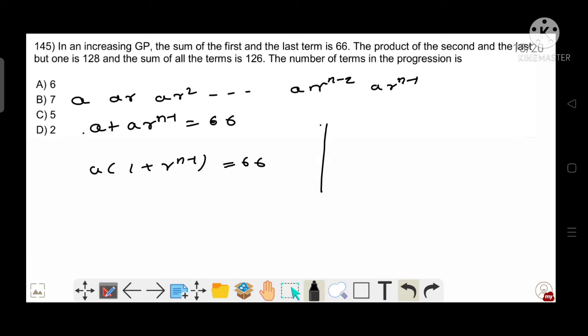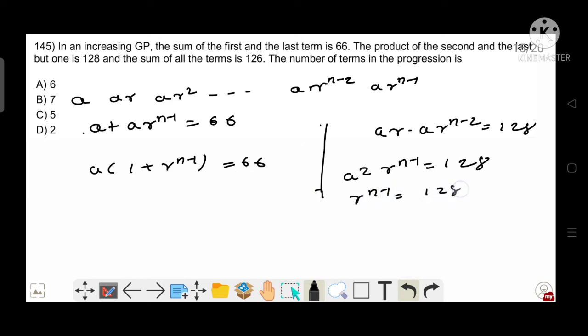Secondly, the product of the second term and second last term: ar into ar to the power n minus 2 is 128. Okay, a square into r to the power n minus 1 equal to 128. So r to the power n minus 1 equal to 128 by a square. Putting this value in this, we get a into 1 plus 128 by a square equal to 66.